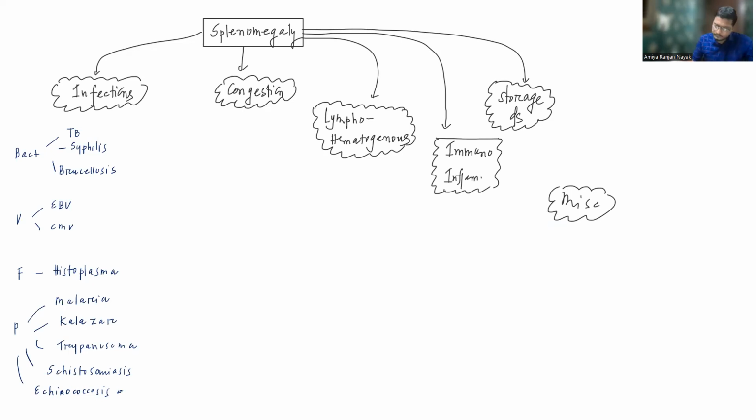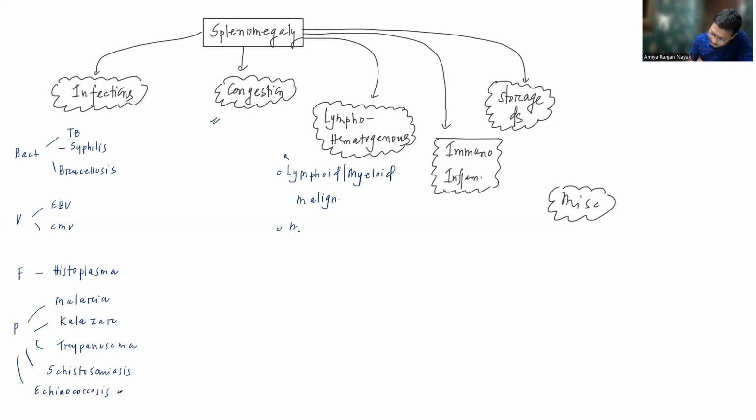Okay. Then the second one is splenomegaly due to congestion. This I will discuss in another slide separately. Then the lymphohematogenous causes, basically the lymphoid and myeloid malignancies, they can cause splenomegaly. This we'll discuss separately when we discuss the blood malignancies.